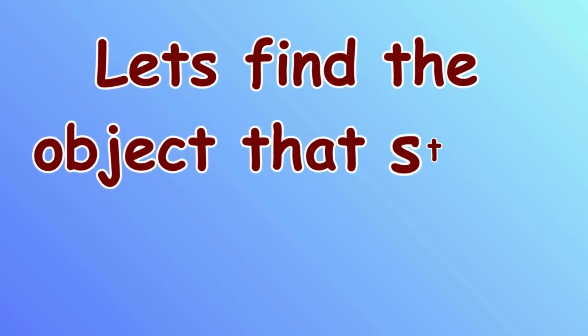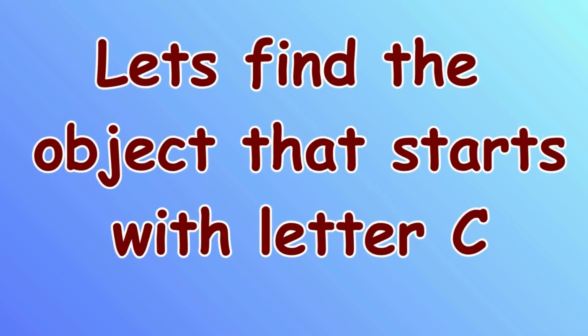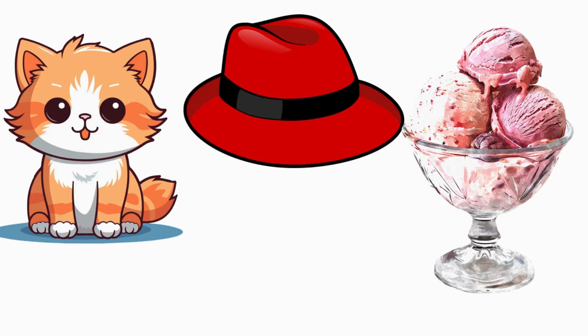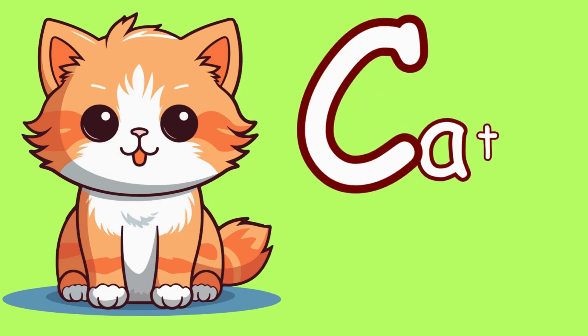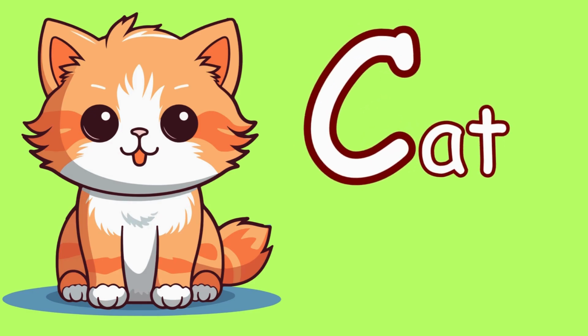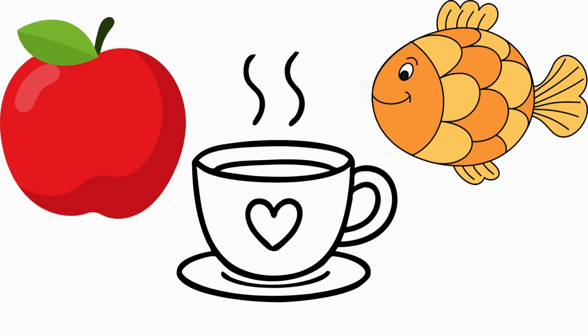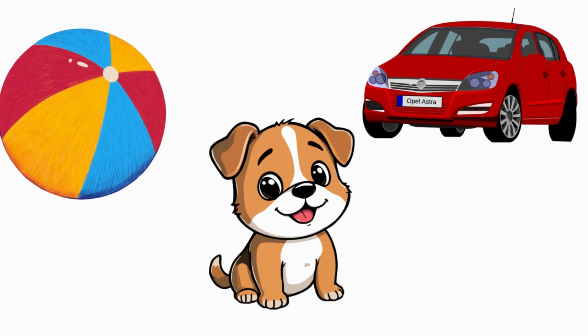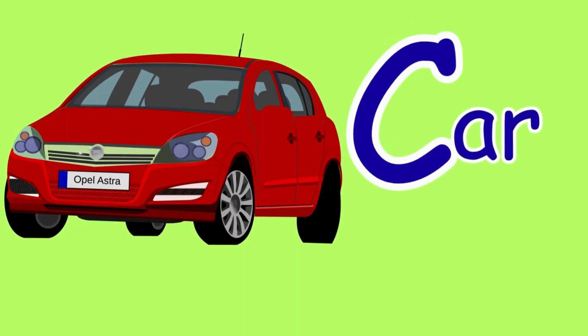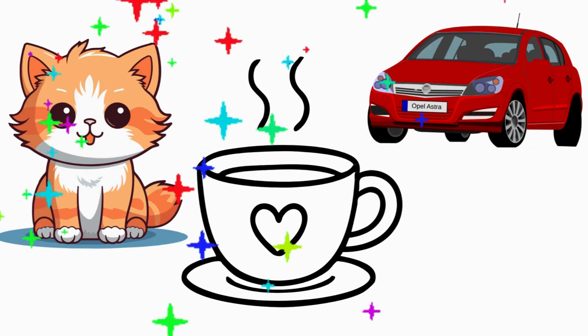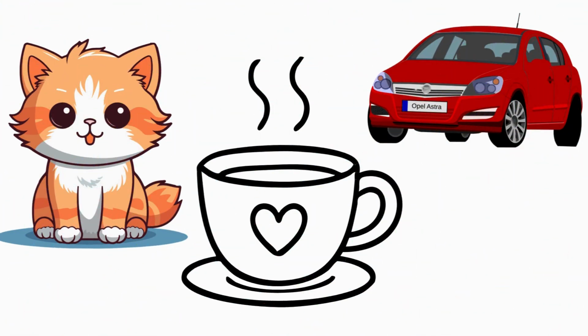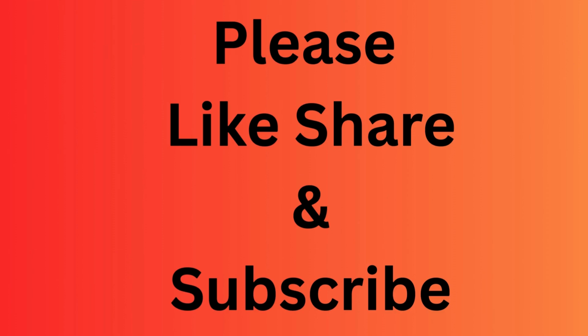Now, let's find the objects that start with the letter C. Look carefully. Which one starts with the letter C? It's the cat. C for cat. Which picture begins with the letter C? Cup starts with the letter C. Great. Next one. What starts with the letter C? Car starts with the letter C. Great job. Awesome. You found all the letter C words. You learned the letter C.